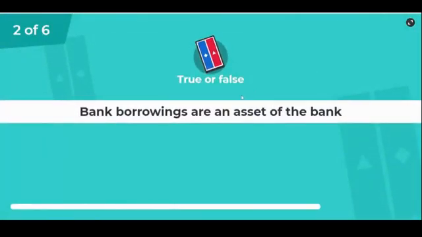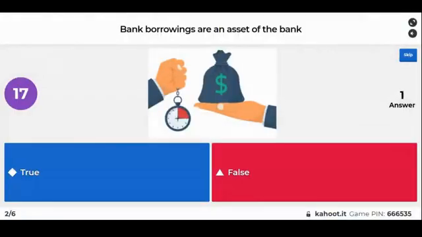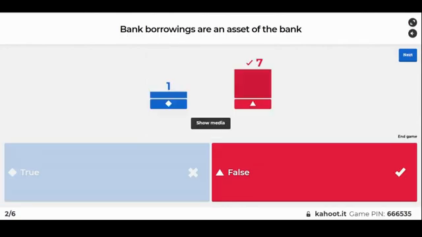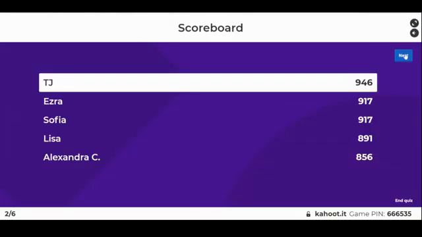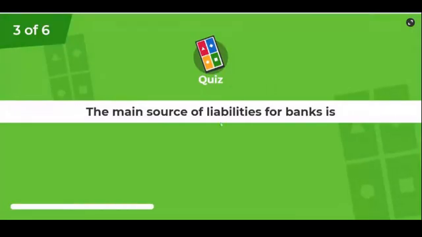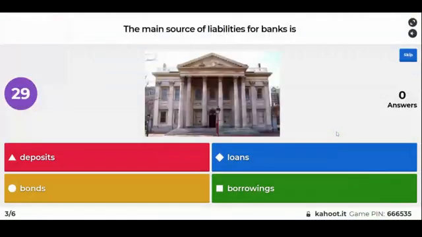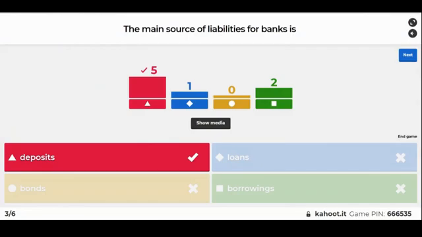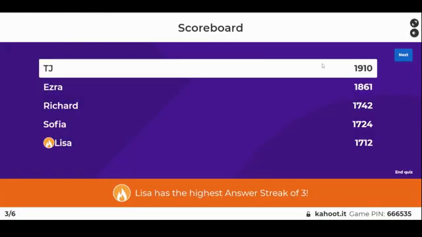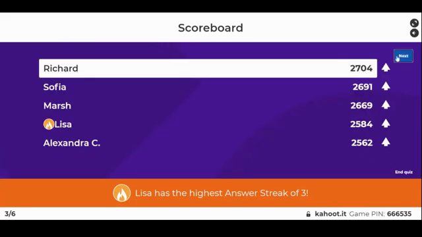True or false? Are bank borrowings an asset of the bank? It is false indeed. They are a liability. Next question. The main source of liabilities for banks is what? Deposits, loans, bonds, or borrowings? Deposits. Very good. Most of you got that right. Richard is ahead.